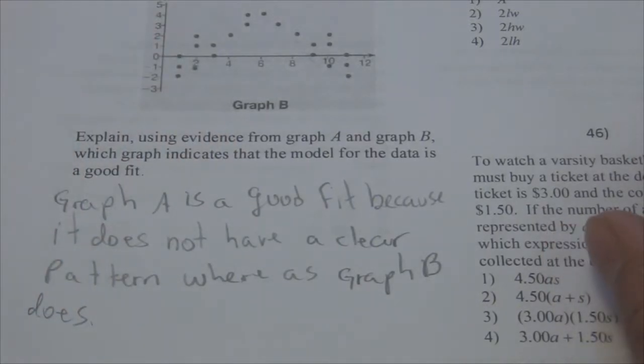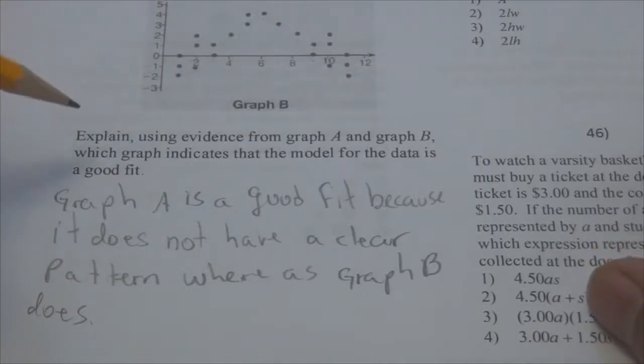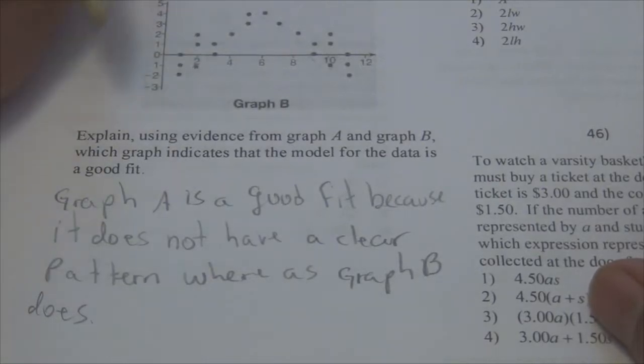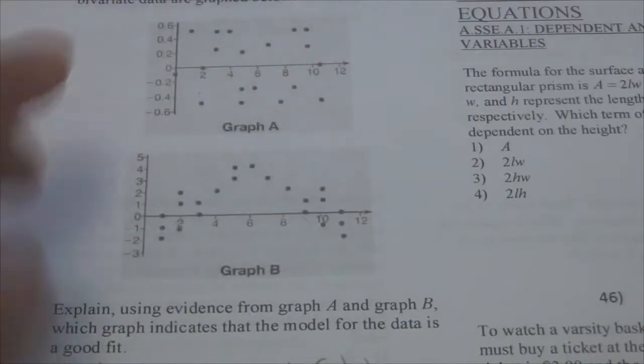All right, so this is a cool explanation. I'm supposed to justify my answer, right? Explain, it says using evidence from both graphs. So it doesn't say from one graph. So okay, graph A is a good fit because it does not have a clear pattern, and we saw it right here. It does not have a clear pattern.